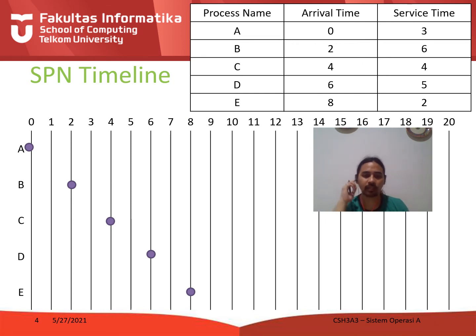And now we are back to our example. This is the exact same example as FCFS, but now we are going to use shortest process next, or SPN. Here, this is the same arrival time, and because the first that arrives is A, A will go first without seeing any other processes for 3 seconds. So 1, 2, 3, and when A ends, there is only B because C and D and E have not arrived yet, so B will go next.